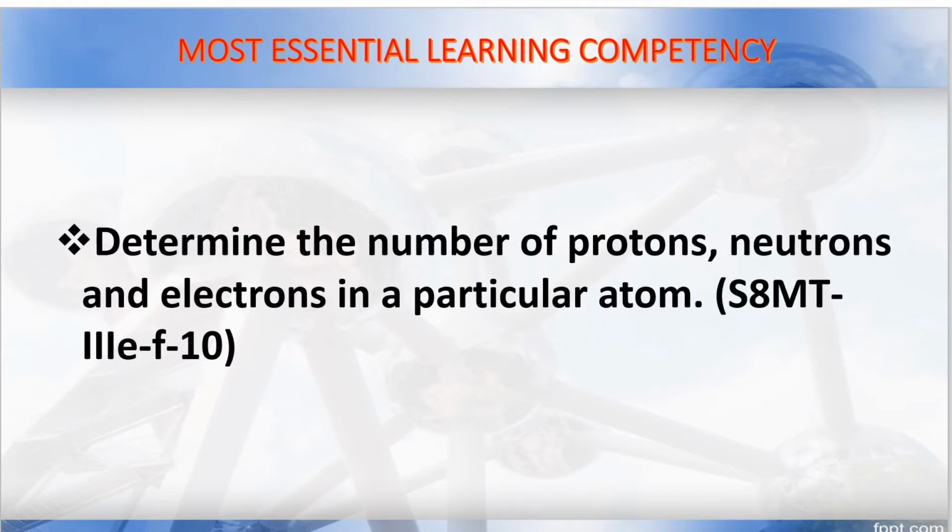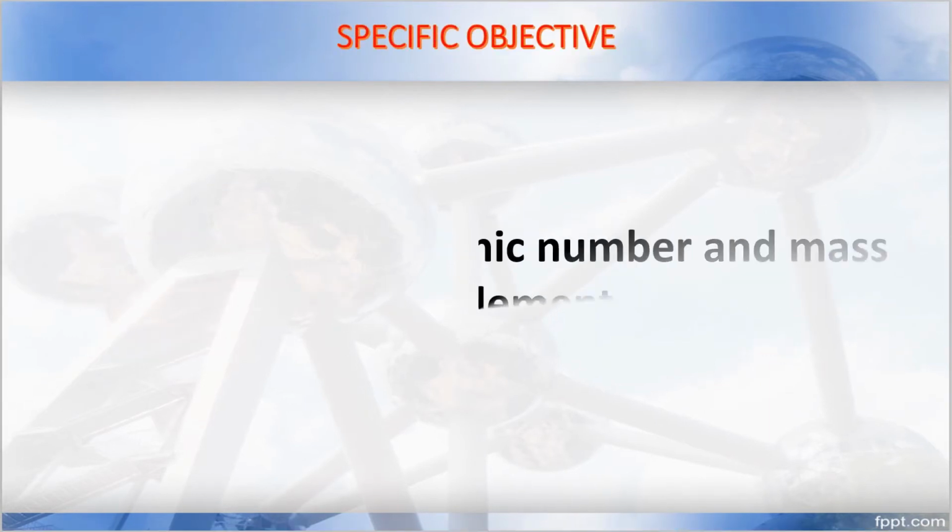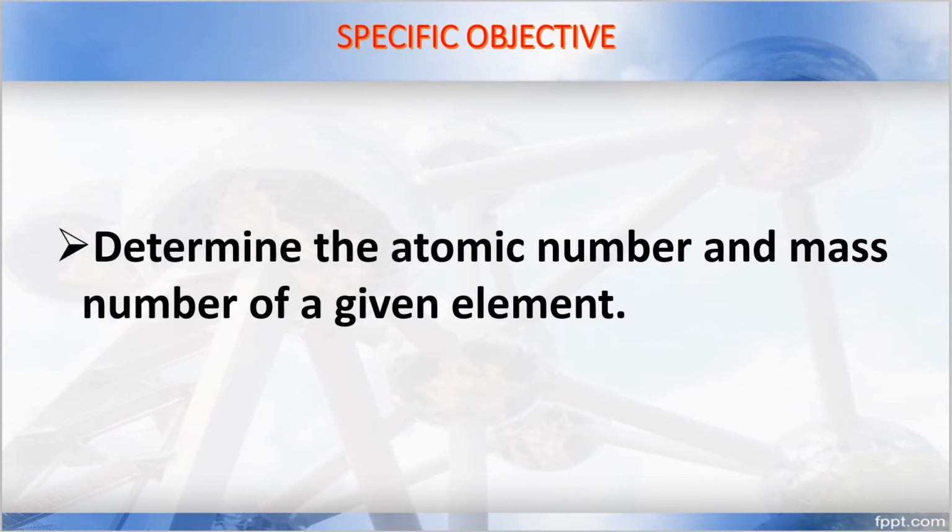The most essential learning competency for this lesson is to determine the number of protons, neutrons, and electrons in a particular atom. The specific objective is to determine the atomic number and mass number of a given element.